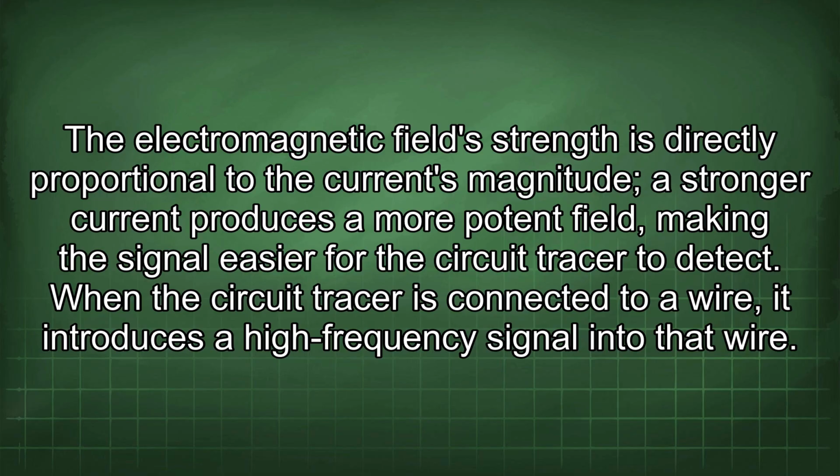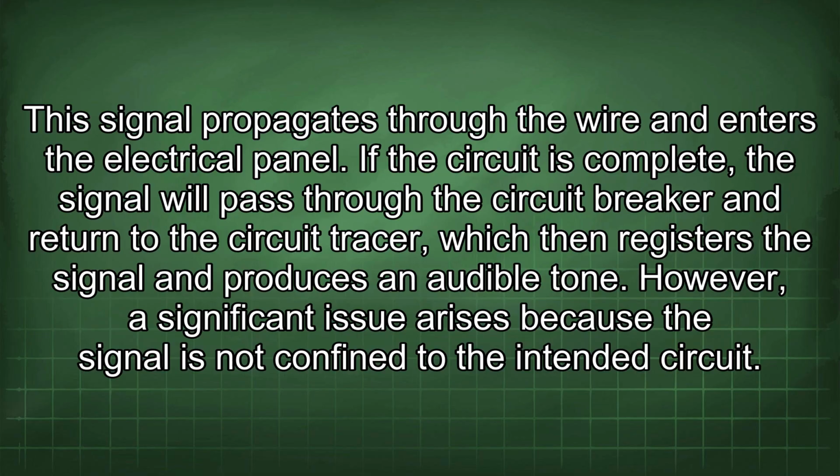When the circuit tracer is connected to a wire, it introduces a high-frequency signal into that wire. This signal propagates through the wire and enters the electrical panel. If the circuit is complete, the signal will pass through the circuit breaker and return to the circuit tracer, which then registers the signal and produces an audible tone.